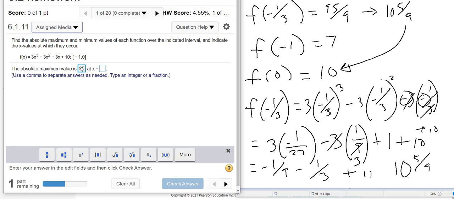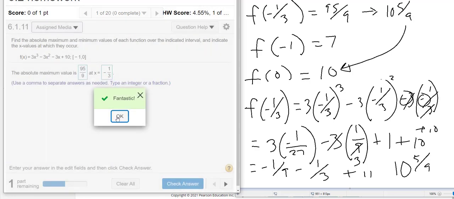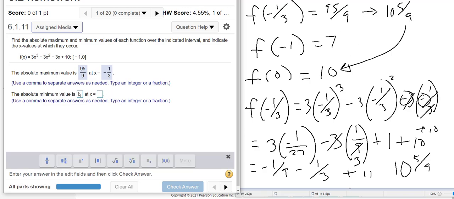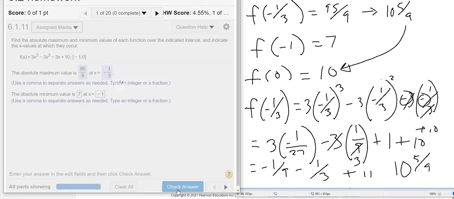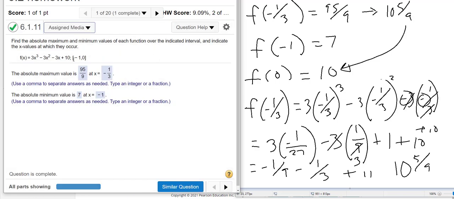So 95/9 occurs at x equals negative 1 over 3. And the minimum, 7, is lower than these, so the minimum of 7 occurs at x equals negative 1. Now that's just within the interval from negative 1 to 0.